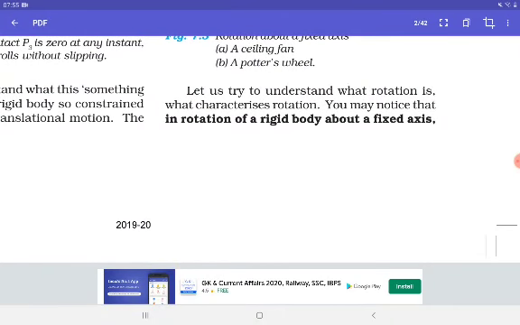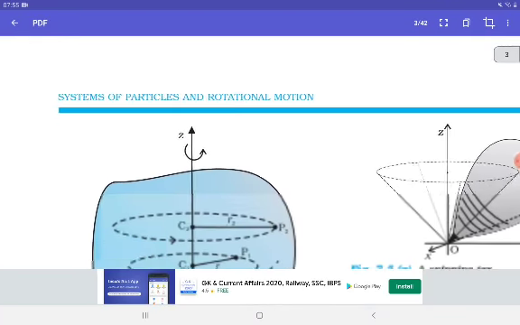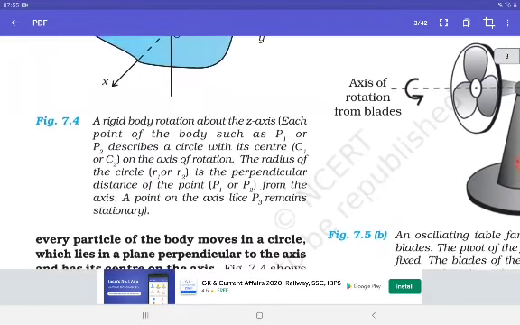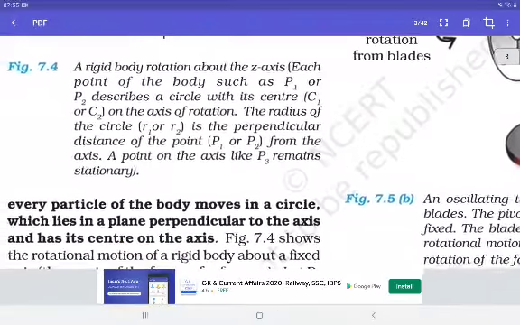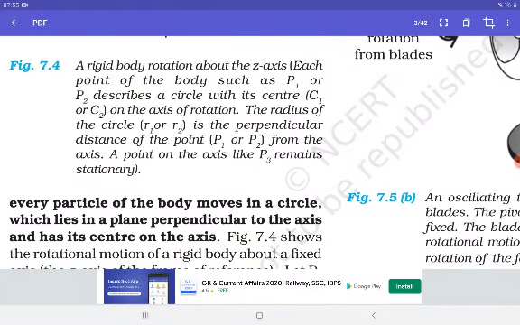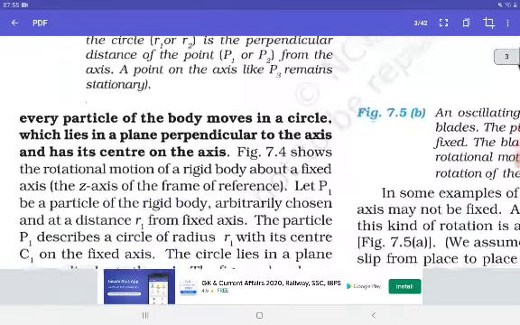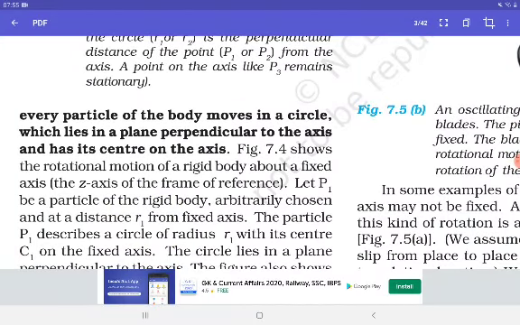Let us try to understand what rotation is. What characterizes rotation? You may notice that in rotation of a rigid body about a fixed axis, here we are having a rigid body rotating about the z-axis. Each point of the body, such as P1 or P2, describes a circle with its center on the axis of rotation. The radius of the circle is the perpendicular distance of the point from the axis. A point on the axis like P3 remains stationary. Every particle of the body moves in a circle which lies in a plane perpendicular to the axis and has its center on the axis.